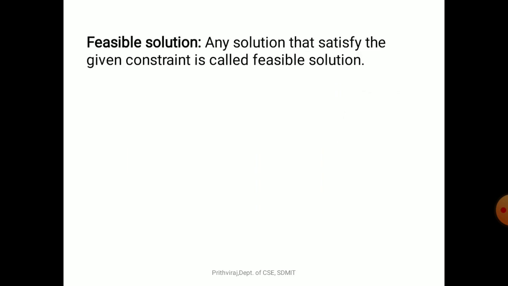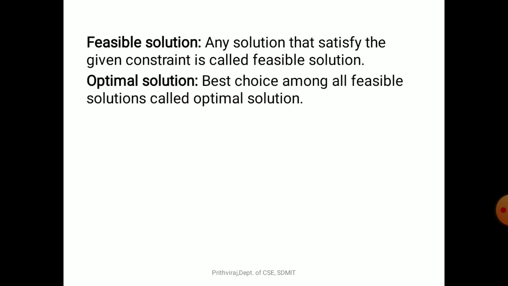Now before going to the problem, we have to understand a few things. One is called a feasible solution. Now what is a feasible solution? Any solution that satisfies the given constraint is called a feasible solution. For any given problem or any complex problem, we'll have a number of solutions. So these different solutions are called feasible solutions. Then there is the optimal solution. Now, what is an optimal solution? The best choice among all the feasible solutions. So out of those feasible solutions, one solution will be the best solution. That best solution is called the optimal solution.